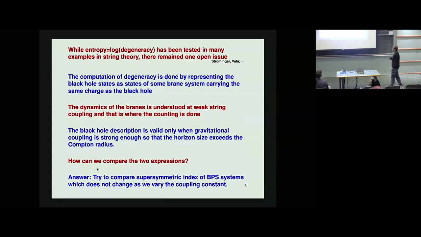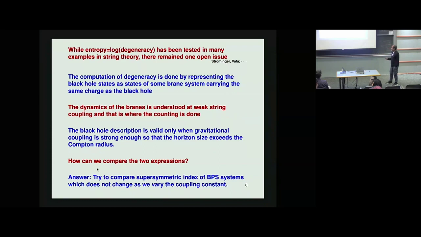But the dynamics of the branes is understood at weak coupling, and that's where the counting can be done. On the other hand, the black hole description is valid only when the gravitational coupling is strong enough so that the horizon size exceeds the Compton radius, so that the quantum fluctuations remain confined within the horizon. These two seem to be contradictory, because in one case we need the coupling to be arbitrarily small, in the other case we need the coupling to be large enough so that the horizon radius is big enough. The question arises: if this is the case, how can I compare the two expressions?